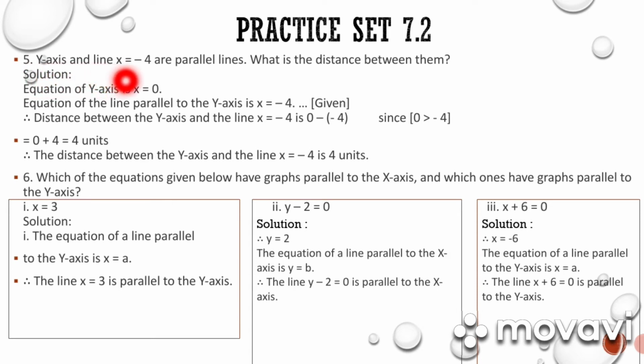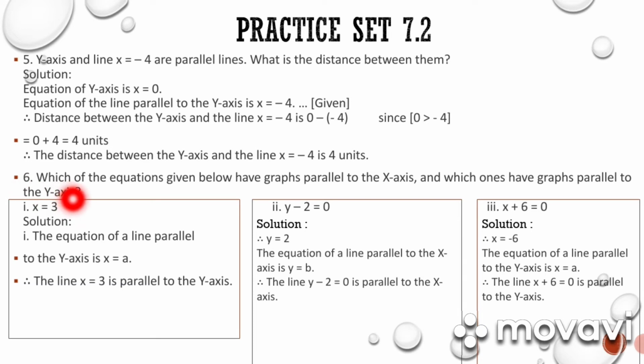The y-axis and the line x = -4 are parallel lines. What is the distance between them? Solution: the equation of the y-axis is x = 0. The equation of the line parallel to the y-axis is x = -4, which is given. Therefore, the distance between the y-axis and the line x = -4 is 0 minus of -4, since 0 is greater than -4. This is equal to 0 + 4, which is equal to 4 units. Therefore, the distance between the y-axis and the line x = -4 is 4 units.